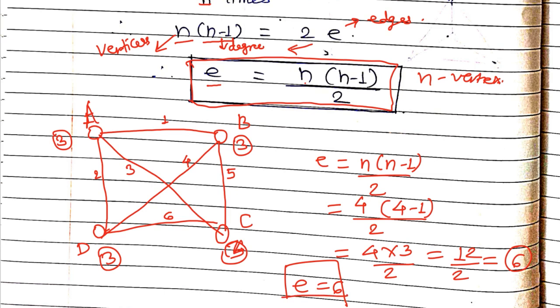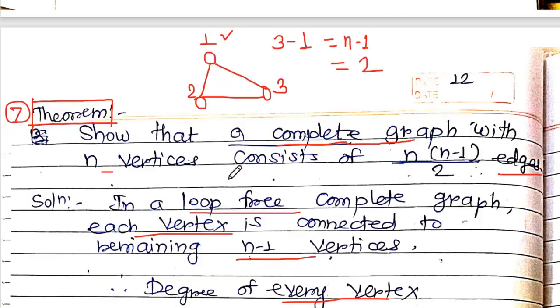I hope you understood this theorem. The theorem is to show that a complete graph with n vertices consists of n into n minus 1 upon 2 edges.